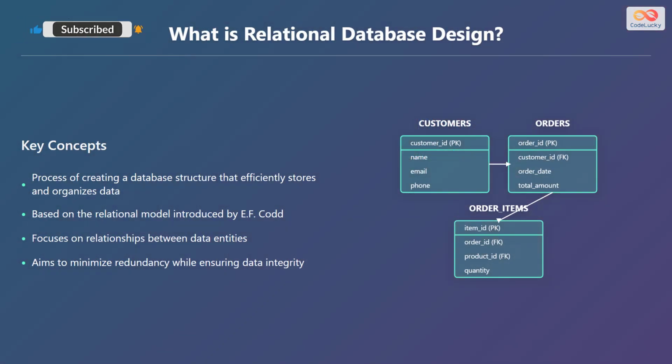Relational database design is the process of creating a database structure that efficiently stores and organizes data. It's based on the relational model introduced by E.F. Codd, and it focuses on the relationships between different data entities. The primary aim is to minimize redundancy while ensuring data integrity. Here is a diagram illustrating the relationships between customers, orders, and order items.